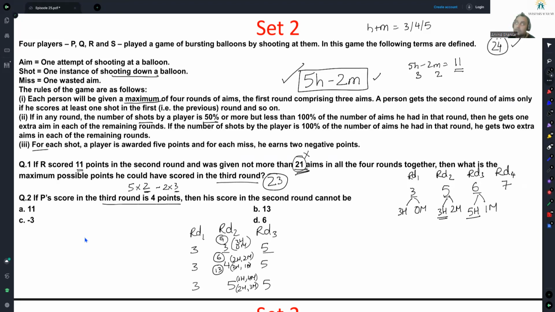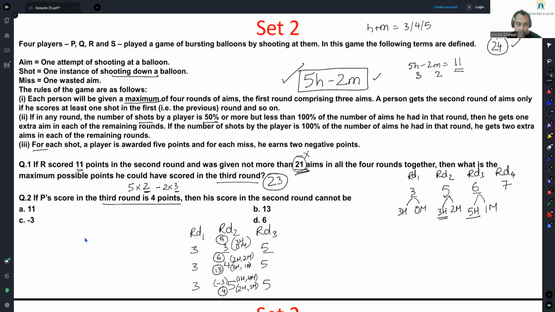Let's say 1 hit, 4 misses, 5 and minus 8. In this case, the score would be minus 3. In this case, 2 hits, 3 misses, the score would be 4. We have found all the potential scores in the second round that we could potentially have had.